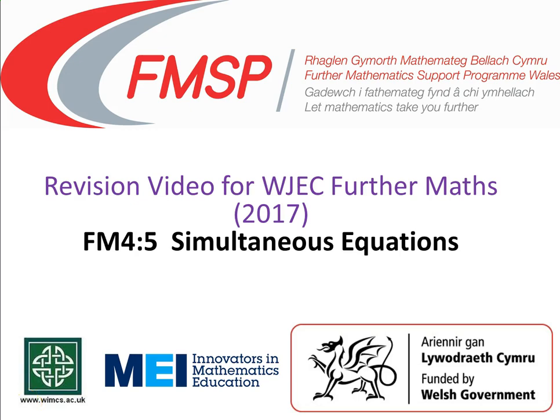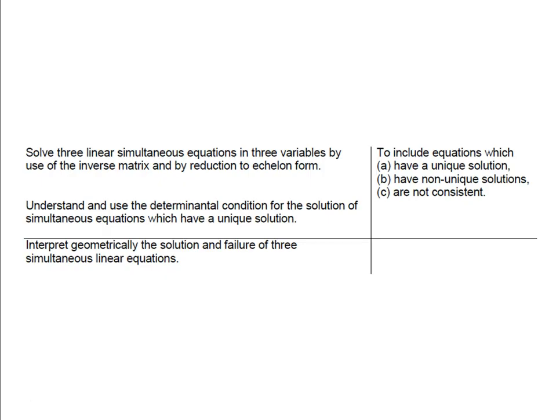In this video, we look at the work on simultaneous equations in three unknowns required by Unit 4 of the Further Maths specification of WJEC. So the key ideas are that we've got to be able to solve linear simultaneous equations in three variables, either using the inverse matrix method or by using the method of reduction to echelon form.